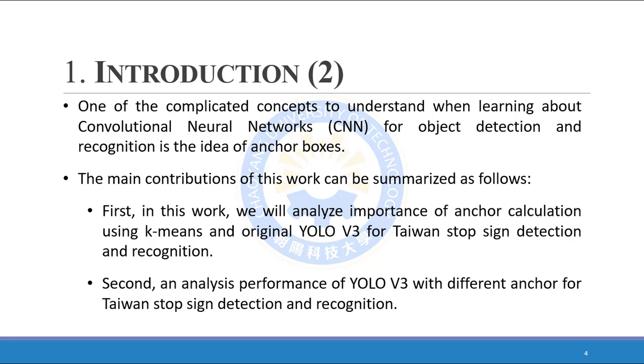One of the complicated concepts to understand when learning about convolutional neural networks for object detection and recognition is the idea of anchor box. In fact, if anchor boxes are not tuned correctly, our neural network will never even know that certain small, large, or irregular objects exist. Furthermore, we will never have a chance to detect objects without anchor box.